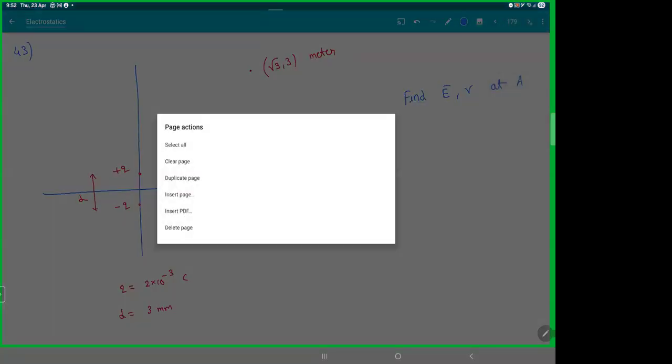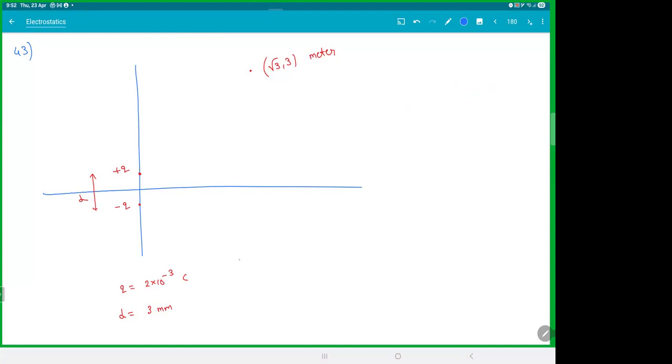So first of all, let's find the dipole. Dipole P is Q into D. That would be 6 into 10 power minus 6. Great. Next thing, we need to get the angle. So this is the distance R, which is how much? Root over 3 square plus 3 square. That's root 12. And how do you get the angle? Remember, this is angle theta.